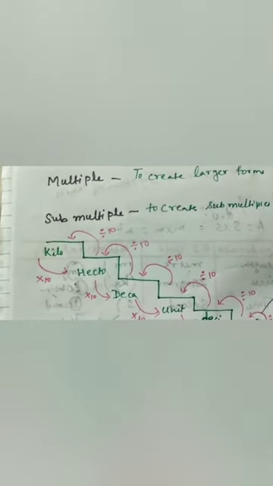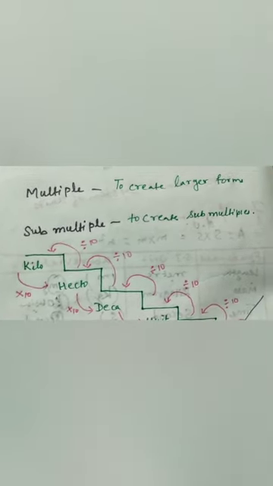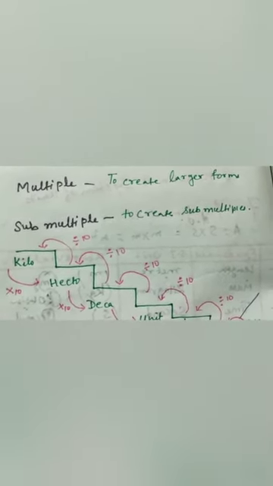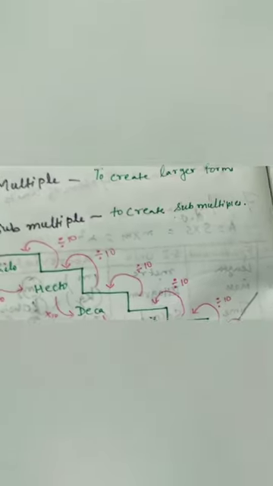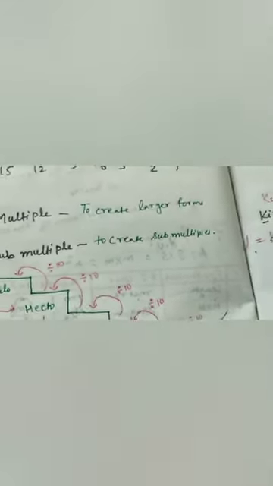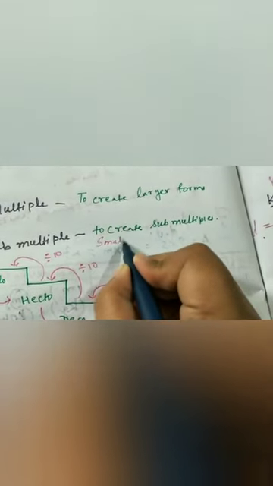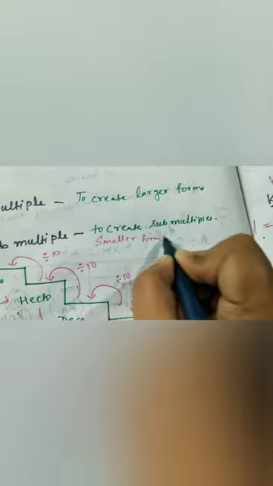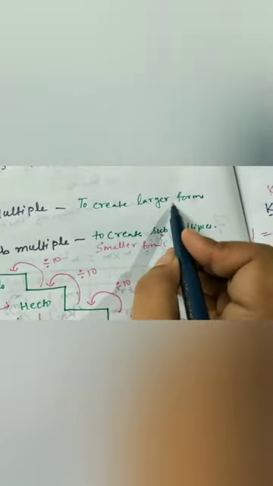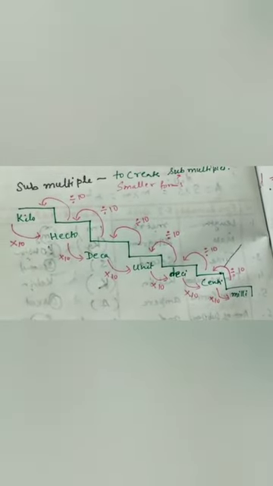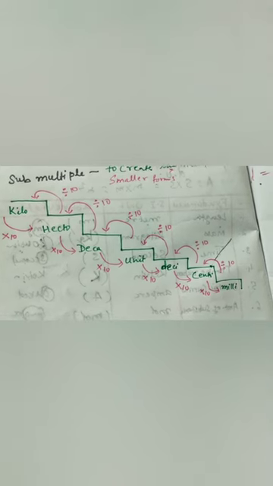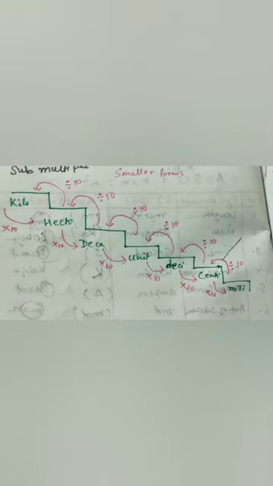Multiple means larger form. So to create larger forms, we use multiples, and to create smaller forms, we use submultiples. This is the ladder system, if you will see. From smaller to bigger, you need to divide, and from bigger to smaller, you need to multiply with 10. So this is the general formula for writing.